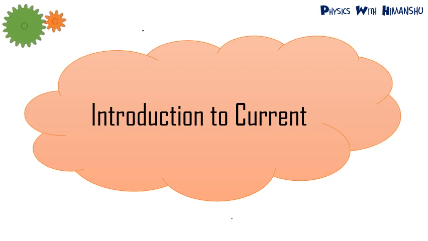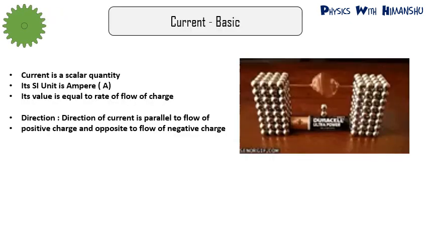Okay, hello everyone. So we'll be starting our unit 2 and chapter 3, that is current electricity. In today's lecture we'll be discussing current, its properties, how to find out the value of current, and some related formulas and properties. Okay, so the first thing, the basics of current.